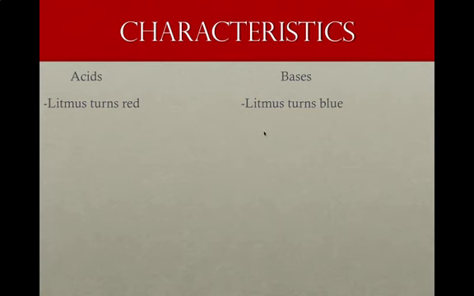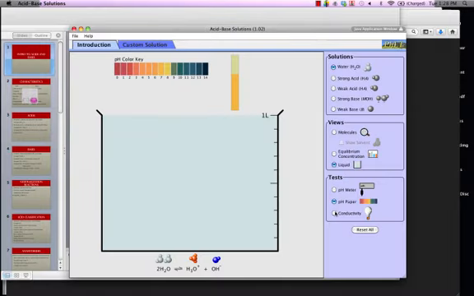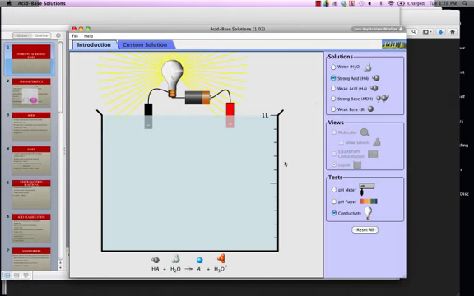So next characteristic is that both acids and bases are conductive. So we're going to talk about conductivity. I'm going to start off with water, put the electrodes in, and as you can see, the light bulb doesn't really light. So it means that it is not conductive. But if I change that solution to an acid, well, the light bulb lights up very brightly. So it is conductive. And if I change that to a base, again, it is still conductive.